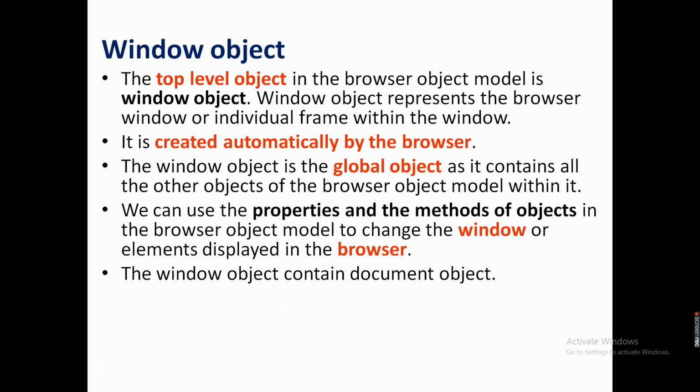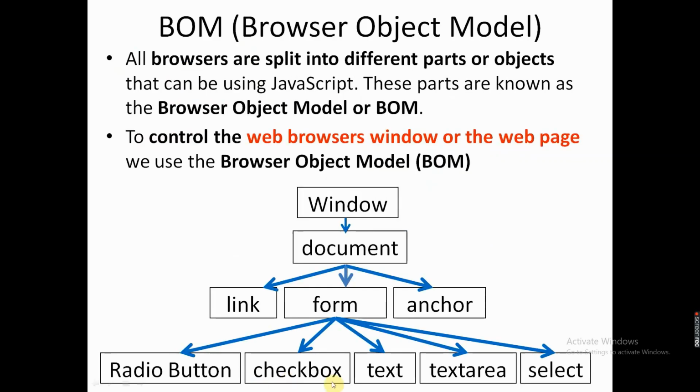You can see here we can use the property and method of the window object when you want to make changes in the browser. Property I told you value, method I told you focus. Whatever changes we want to make in the browser. The window object contains the document object. We will see what the document object is here.